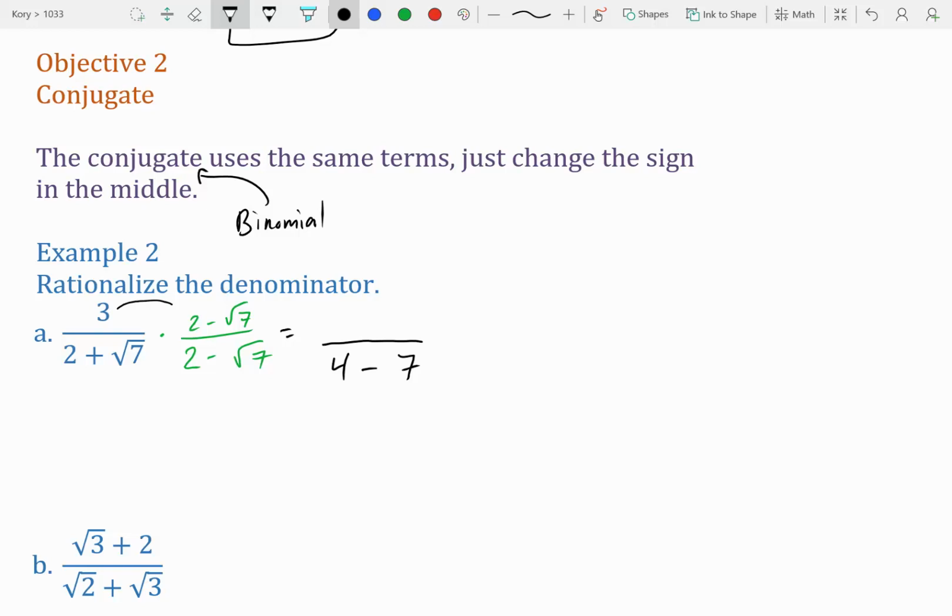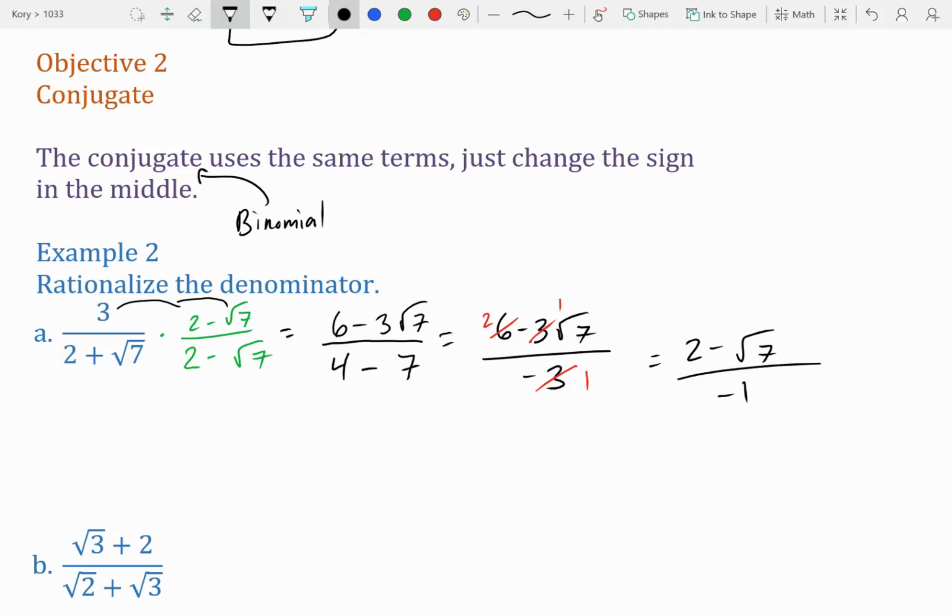The top, we need to distribute the 3. So we have 3 times 2 is 6, minus 3 times the square root of 7. We're going to continue simplifying. So we have 6 minus 3 times the square root of 7 over negative 3. Now we can simplify more because they all have a 3 in common. So we're going to take a 3 out of everything. So we're left with 2 minus, you could put the 1 there if you want, square root of 7 over negative 1. And remember, if we divide by a negative 1, all that does is changes the signs on top.